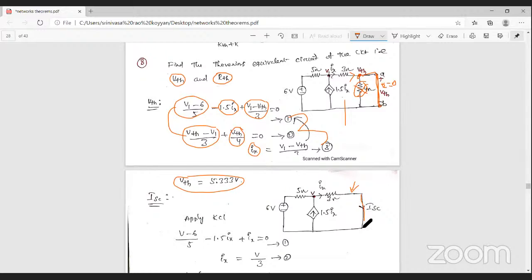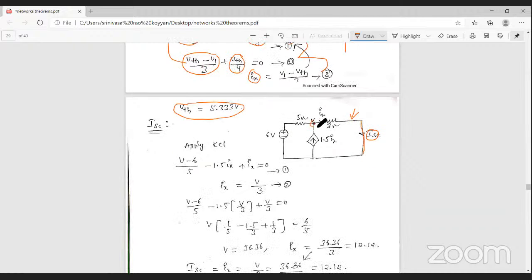To find out the short circuit current ISC, simply apply KCL at this node. Let us assume all currents are leaving. That is V1 minus 6 by 5. Here the current is entering, that's why minus 1.5 Ix. Then V1 minus 0, since this is ground at 0 volts, by 3.